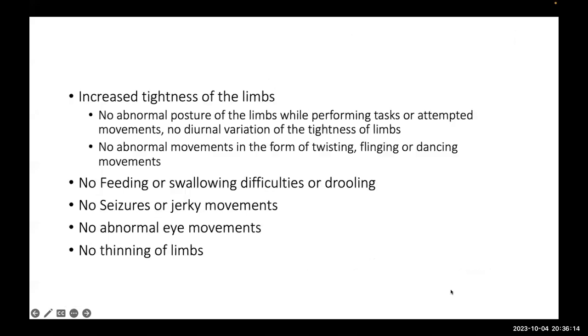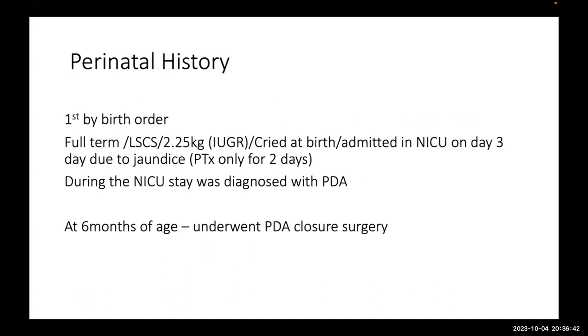Other history: there's increased tightness of the limbs, but this tightness is not associated with any abnormal posturing of the limbs while performing a task or any attempted movement. There is no diurnal variation in the tightness of the limbs, and no abnormal movements in the form of twisting, flinging, or dancing movements. No feeding or swallowing difficulties, no seizures, no jerky movements, no abnormal eye movements, no thinning of the limbs, no failure to thrive, no weight gain.